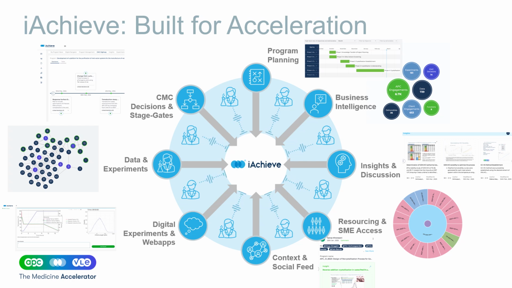So across the platform, stakeholders and SMEs can collaborate in threads on insights and experiments, and external partners can engage in discussions here too. And then finally, key stakeholders have access to the business intelligence layer. Here they can see metrics on program health, engagement, and progress. For example, the number of engagements, experiments ongoing, proposed and complete, or the number of CMC decisions or raw data files uploaded.